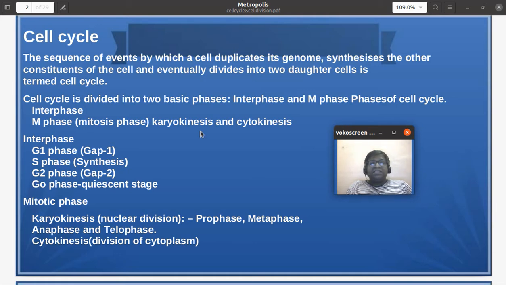Now the mitotic phase has the karyokinesis or nuclear division. During this process, the cell division stages you can notice are prophase, metaphase, anaphase, and telophase. This is followed by cytokinesis, that is division of cytoplasm. So the mitotic phase involves karyokinesis or nuclear division, during which you can notice prophase, metaphase, anaphase, and telophase. And there is also division of cytoplasm, which we call cytokinesis. So the mitotic phase overall includes this.